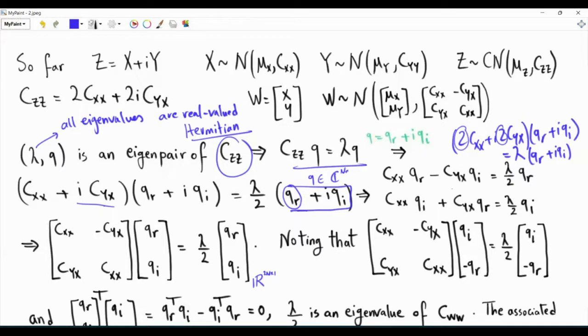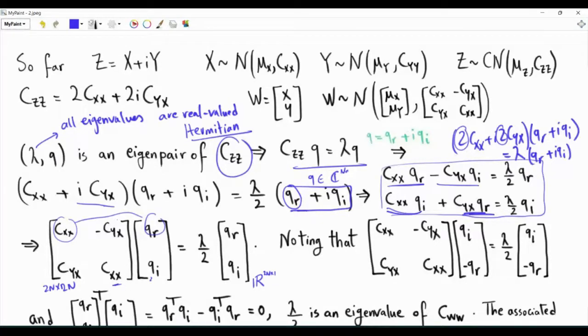We can rewrite these two equations as a matrix, which is 2n by 2n. This matrix is CXX minus CYX, and CYX CXX, multiplying QR and QI. Let's check that this gives the first equation. CXX times QR plus minus CYX times QI, that's here, is lambda over 2 QR. CYX QR, which is here, plus CXX QI, this part here, is equal to lambda over 2 QI.